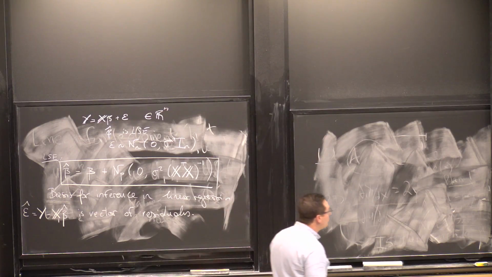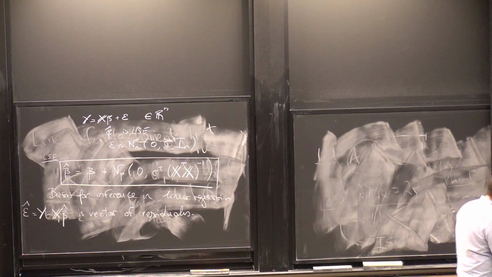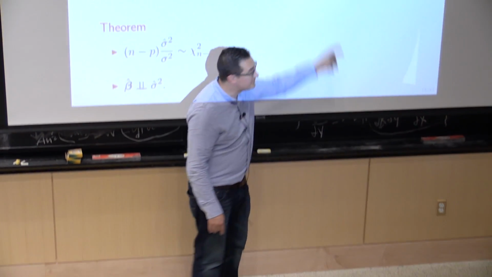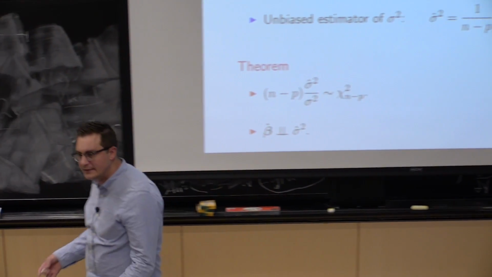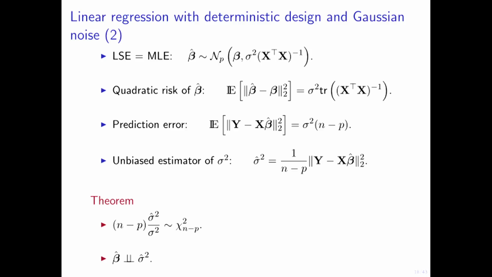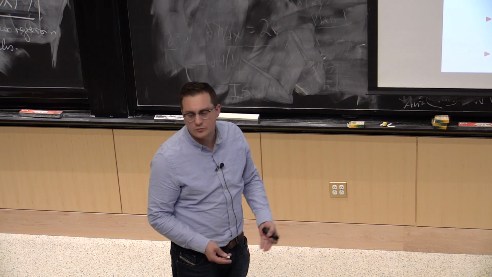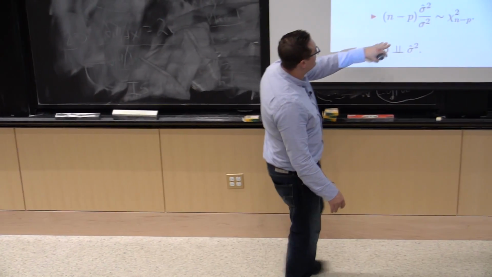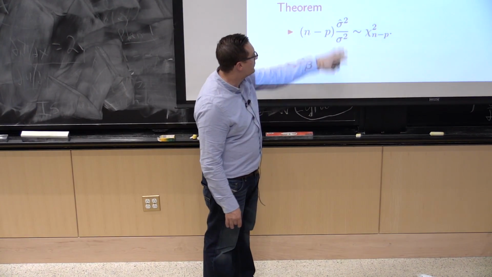And from this one, we could actually build an unbiased estimator of sigma squared. And that was this guy. We showed that indeed the right normalization for this was n minus p, because the squared 2-norm of y minus X beta hat is actually a chi-square with n minus p degrees of freedom, up to this scaling by sigma squared. So that's what we came up with.